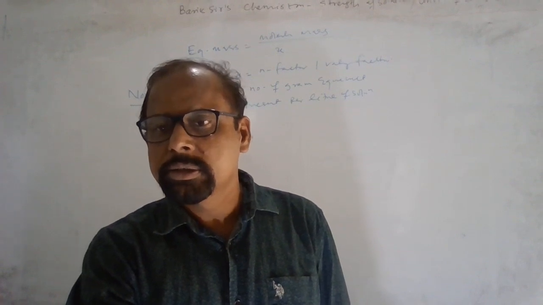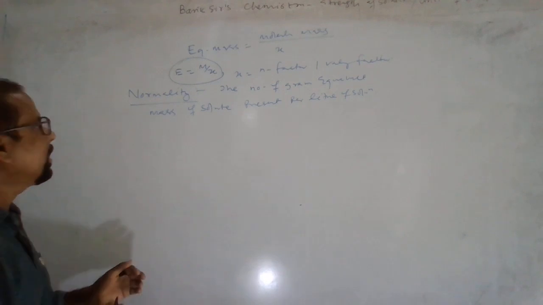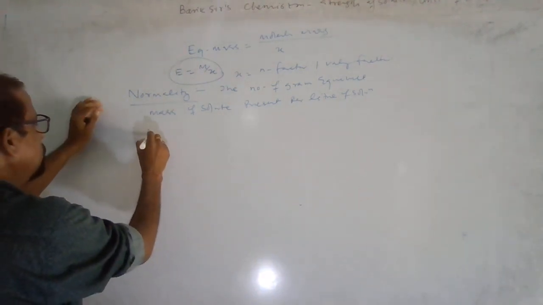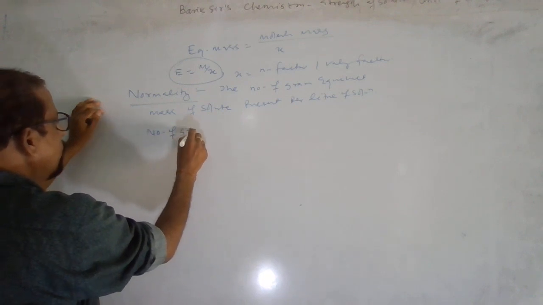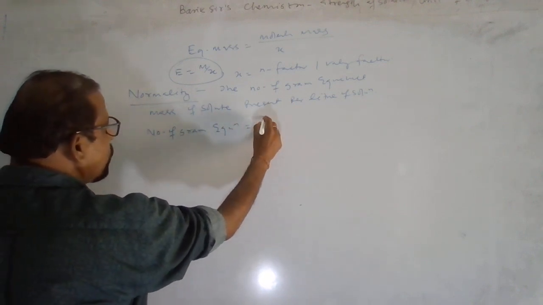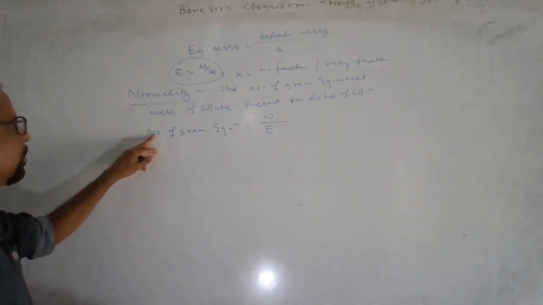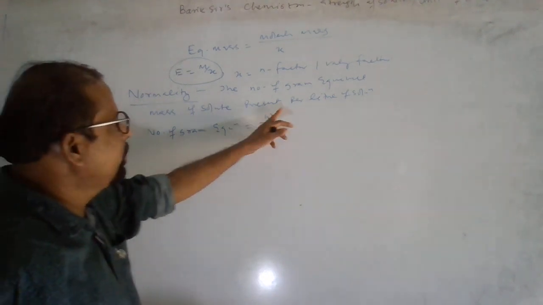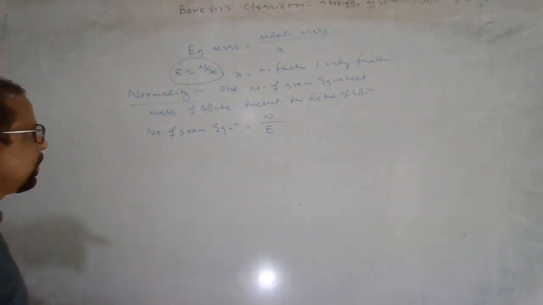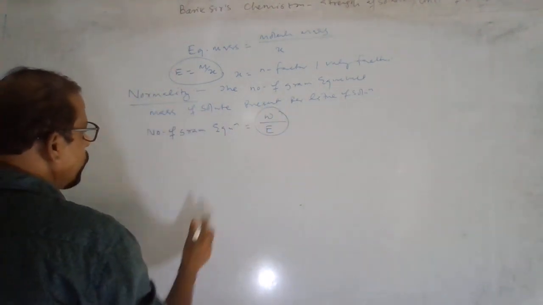That is called normality. So the normality is the number of gram equivalent of solute present per liter of solution. First of all, we will see what the number of gram equivalent means. The number of gram equivalent is equal to the given mass by the equivalent mass, that is W by E.